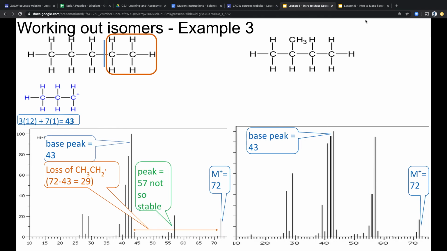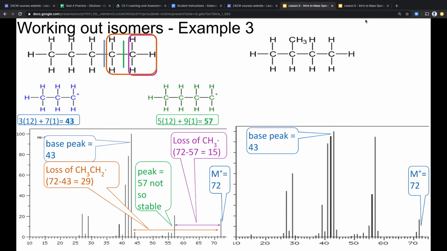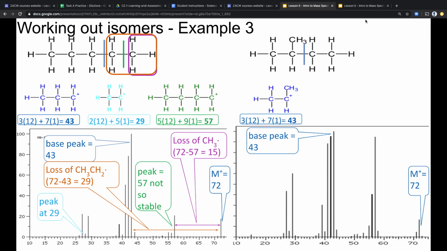And there's a small peak at 57. And that could be caused by just breaking off a methyl group. There is one at 29 just by an ethyl group charged fragment. Now what about the base peak at 43 on the other one? We could break a bond there, you can figure it all out, and so on.